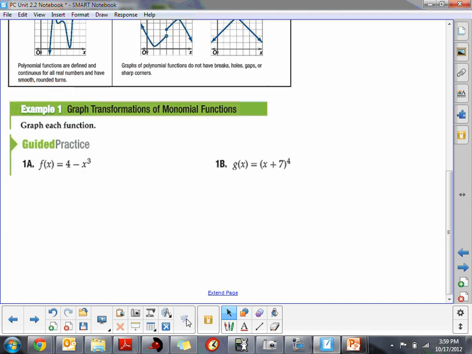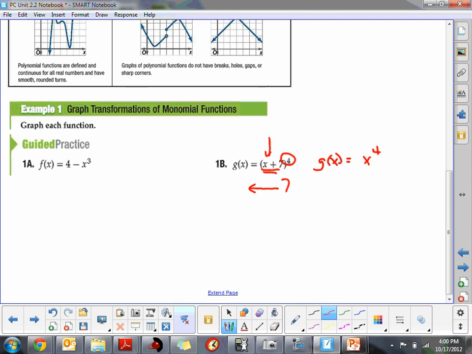Okay, in 1b, I look at the dominant feature here. The dominant feature is that it is raised to the 4th power. So I'm thinking g of x is a modification of the x to the 4th monomial. So what did we do to our monomial? What we did is we added 7 inside the grouping symbols. So what we learned is anytime you affect the input values first and then you do something to it, that is a horizontal. Horizontals are counterintuitive, so when you see the plus 7, it really is moving it left 7 units. So we want to go 7 units left with our graph.